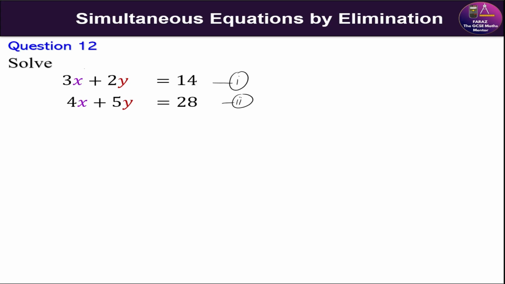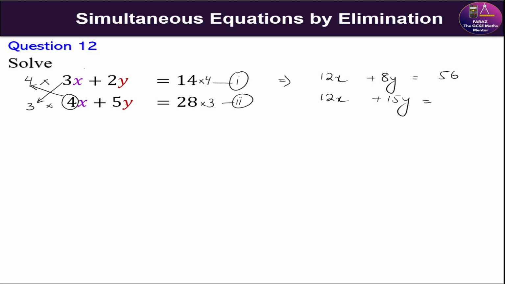Now it is up to you. You can make the x coefficient the same or the y coefficient the same. So if you choose to make the x coefficient the same, you have to multiply this one by 4 there. And where does 4 come from? From this equation. And 3, multiply by 3 in the second equation, and it has to be on both sides. Multiply by 4, multiply by 3. So the first equation will look like this: 4 into 3 is 12x, 4 into 2 is 8y, and 14 into 4, 56, and 3 4s are 12x, 3 5s are 15y, and 28 times 3, 84.